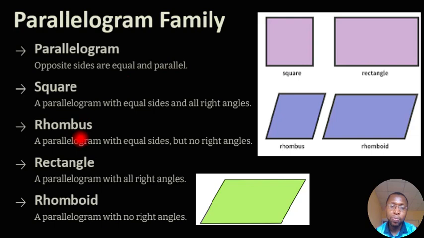Then we also have the rhombus. A rhombus is a parallelogram with equal sides but no right angle. This is it here. Opposite sides are also equal. That's why it is called a parallelogram, because opposite sides are parallel and in this case equal. So whenever the sides are parallel, they are in the family of parallelograms. So a rhombus has opposite sides that are parallel and equal, just like a rhomboid. So all of these are members of the parallelogram family because they have at least one pair of opposite sides parallel to each other.